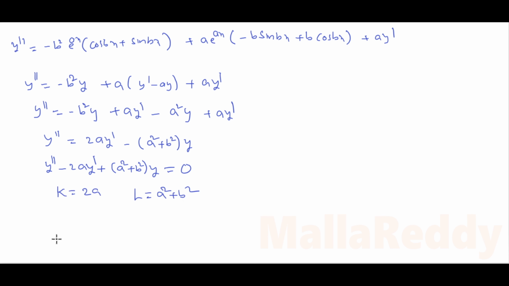Now we find the value of L plus bk, that is a square plus b square. So b into k, that is 2ab. So a square plus b square plus 2ab is a plus b whole square. That is the answer.